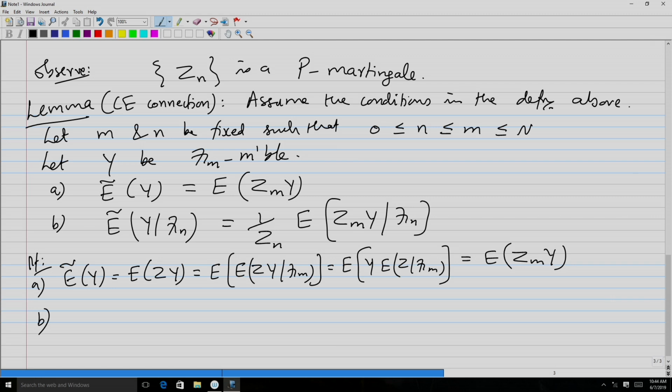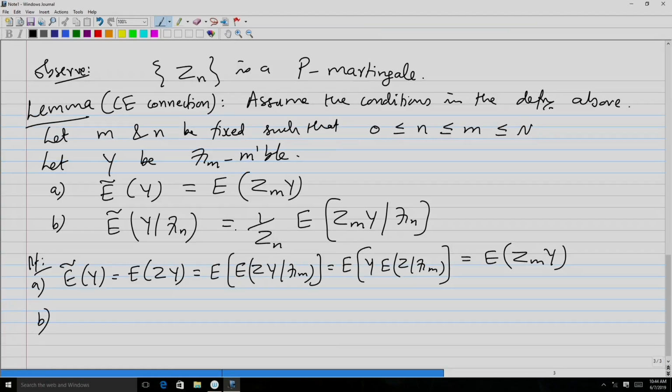One is measurable with respect to that sigma field, and the partial averaging property should be satisfied. So, you use that argument here. What you have to show is that the right hand side, E tilde of Y given F_n, should be F_n measurable. You see Z_n is F_n measurable, so 1 over Z_n is F_n measurable, and E of Z_m Y given F_n, whatever this quantity is, is given F_n. So this part is F_n measurable, and hence the RHS is F_n measurable.